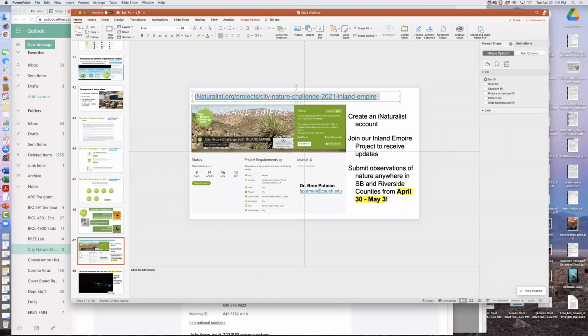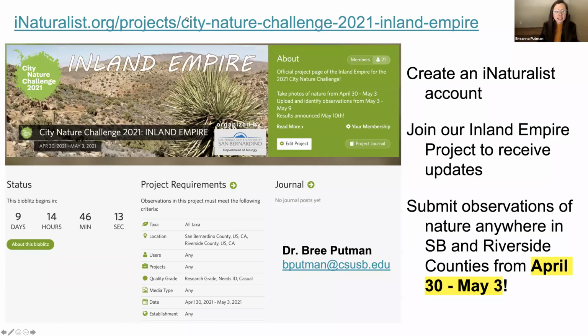Miguel, what is considered a research grade observation? That's a great question. Let me post this in the chat real quick. Okay, I just posted in the chat the project page for Inland Empire. Research grade means that it has a photo, a photo voucher, and it has been positively identified with more than 2/3 agreement that it is that species.